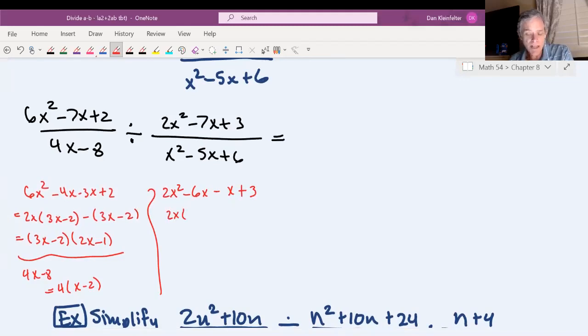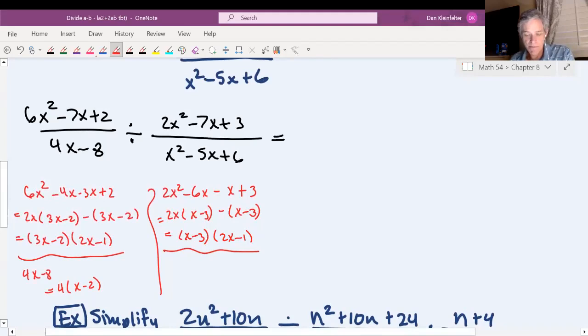We'll factor out a 2x here. That will leave x minus 3. Once again, a negative comes out so that we end up with x minus 3. Factoring out the x minus 3, we'll be left with 2x minus 1. Okay, down below, that x squared minus 5x plus 6 will be x minus 2, x minus 3.